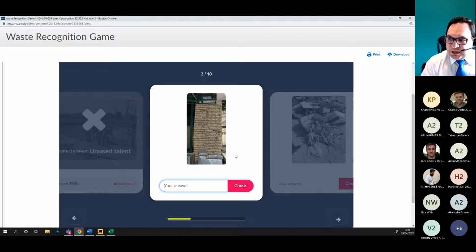So in this picture, we have something like a brick wall. So what do you think? What type of waste can you see here?